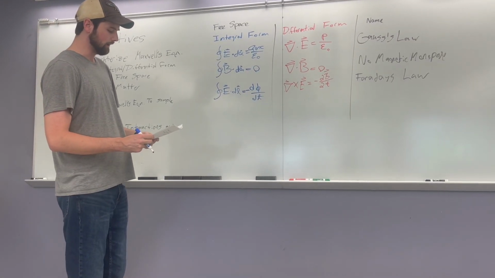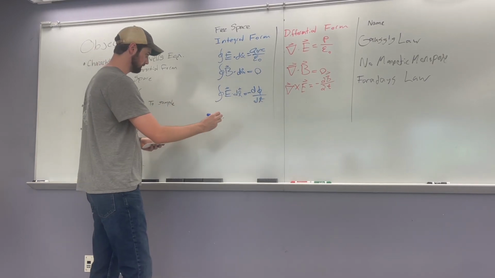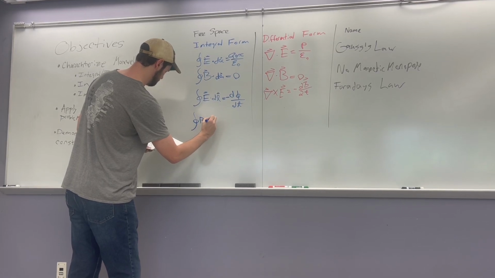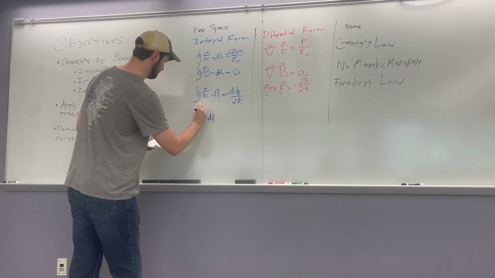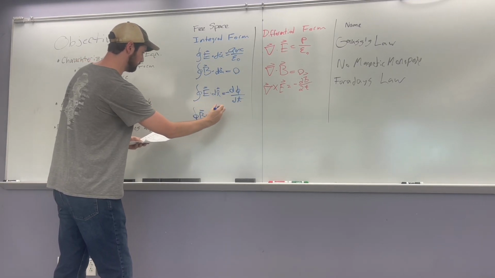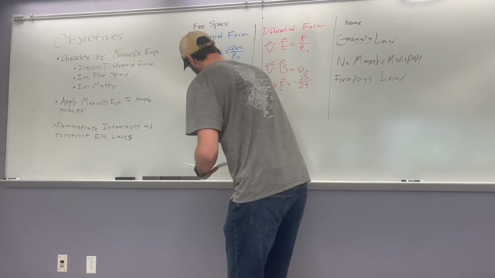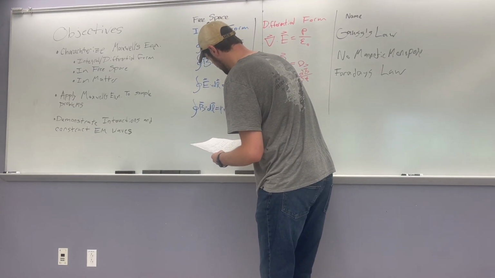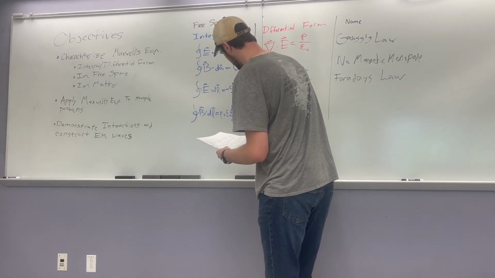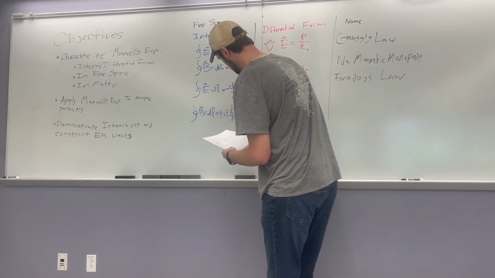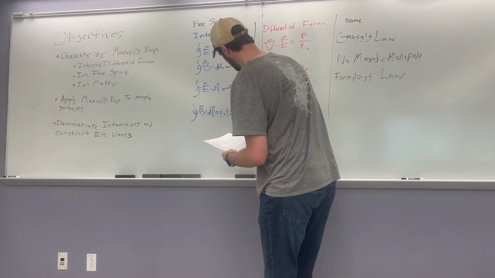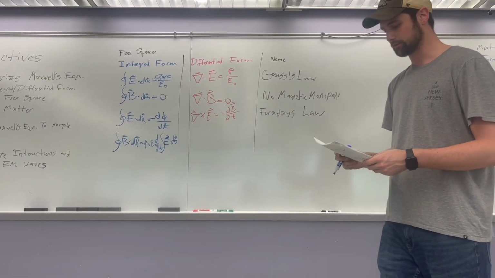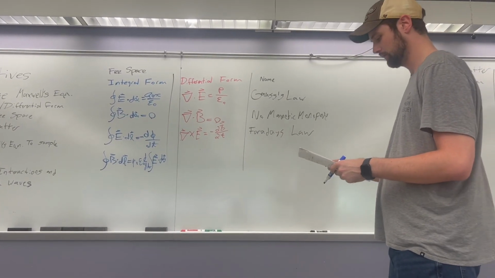So the Ampere-Maxwell law reads as follows in free space. In integral form, the closed integral of B dot dl, so it's this again. However, it equals mu naught epsilon naught d over dt of the integral of E dot dS. It's a little squished. I ran out of room a bit, but that is the Ampere-Maxwell law in integral form.